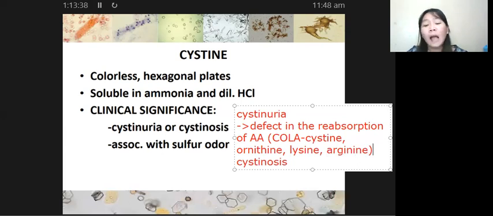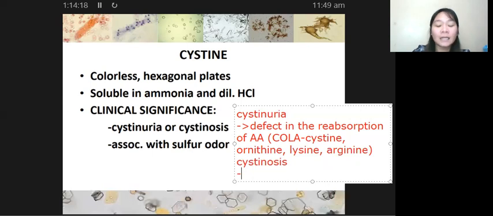A good example of a condition which affects the reabsorption of substances in the renal tubules is your Fanconi syndrome. One of its manifestations is cystinuria. Got it? Because in Fanconi syndrome, there is a defect in the reabsorption, actually not just of your amino acids but of essential substances in general. So ma'am, what then is cystinosis?